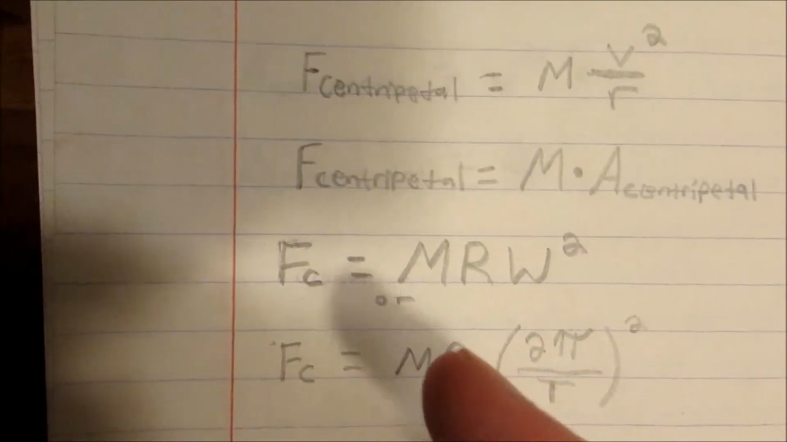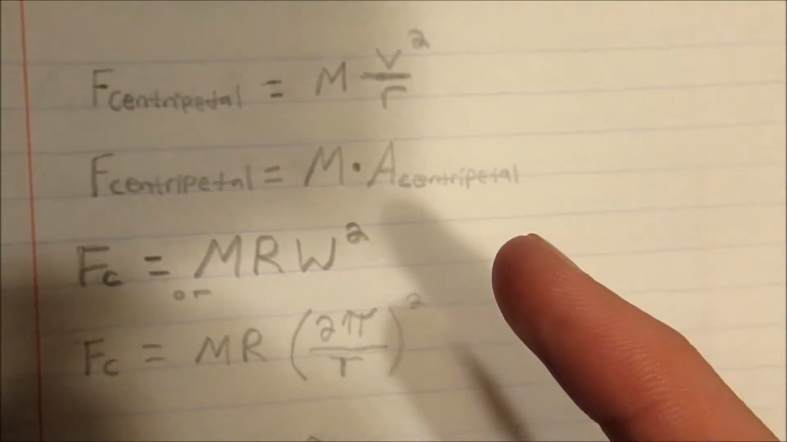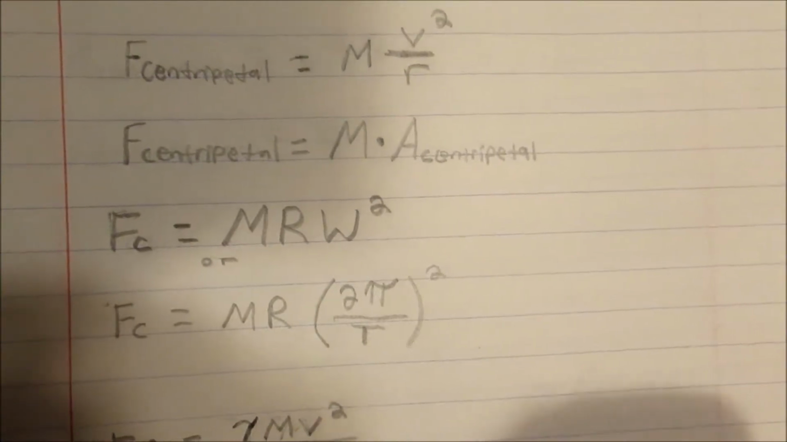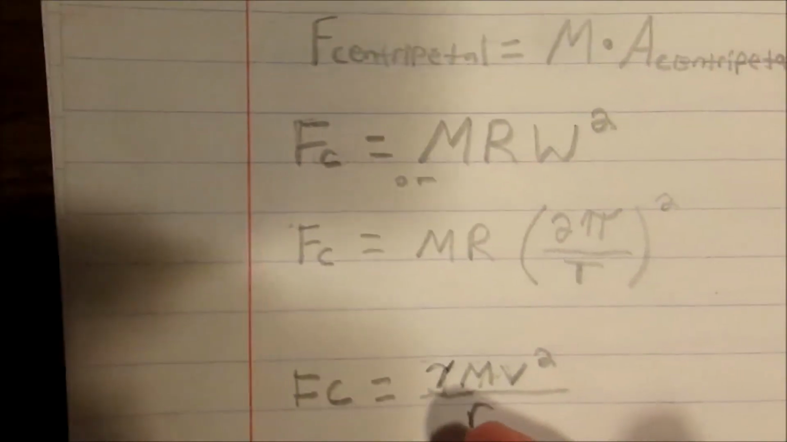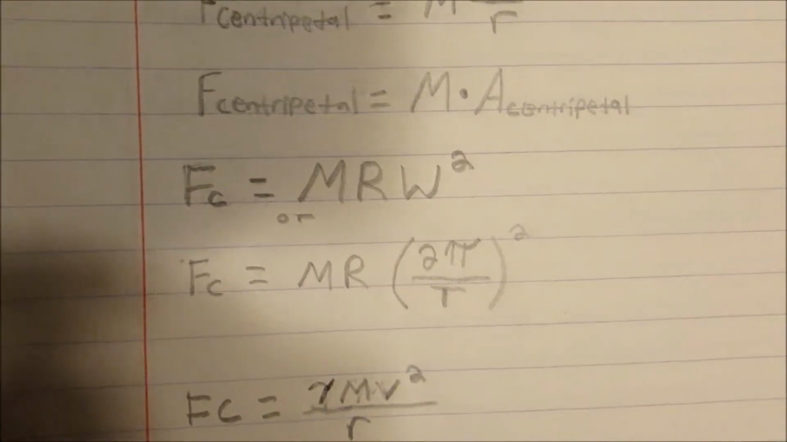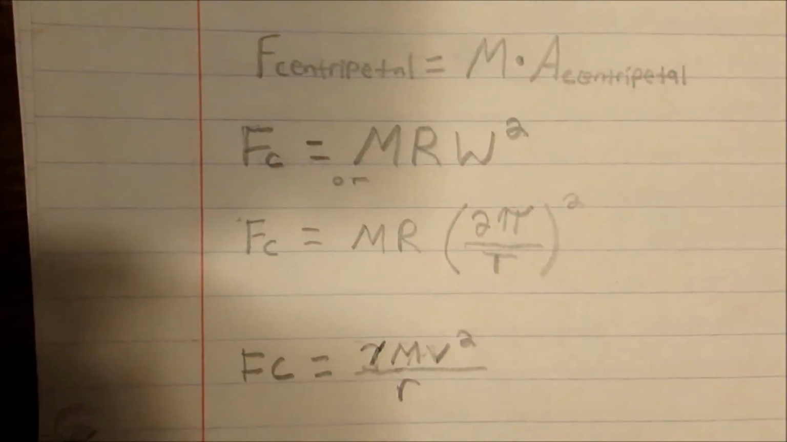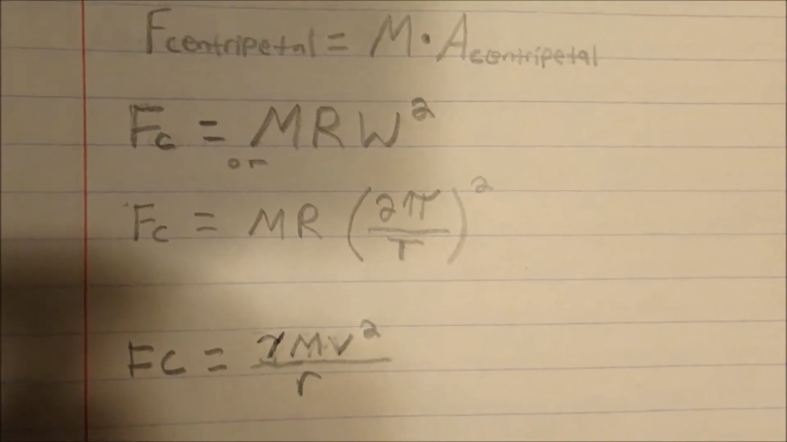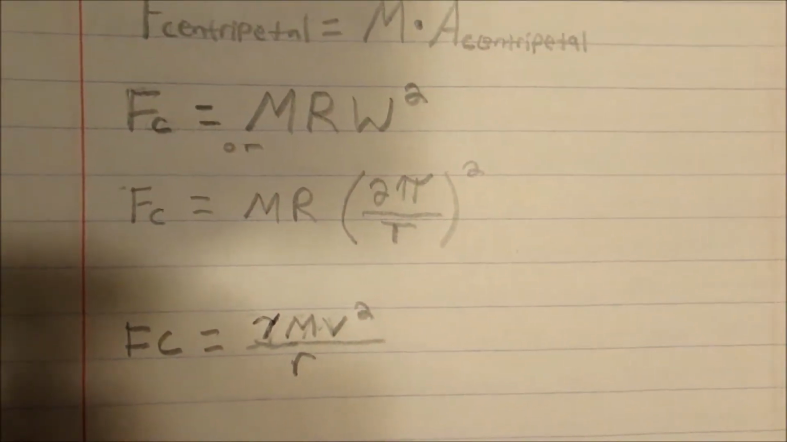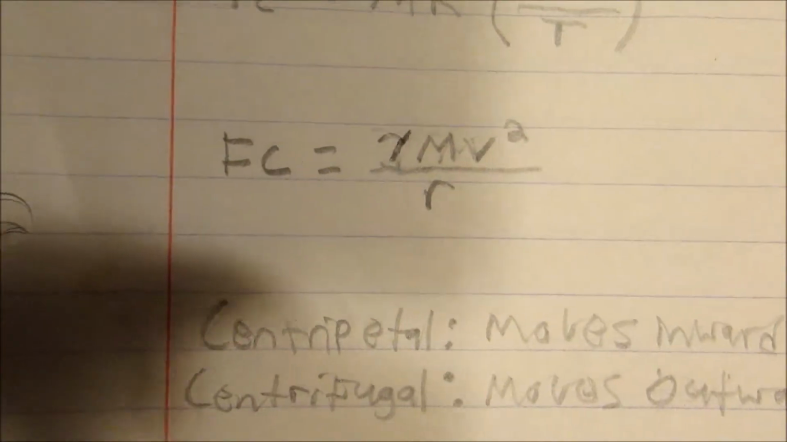Another one would be mass times centripetal acceleration. And there's mass times radius times angular velocity, sorry, squared. Or mass times radius times 2 pi divided by time, squared. And here's another one of it, with the Lorentz factor: mass times velocity squared divided by radius.